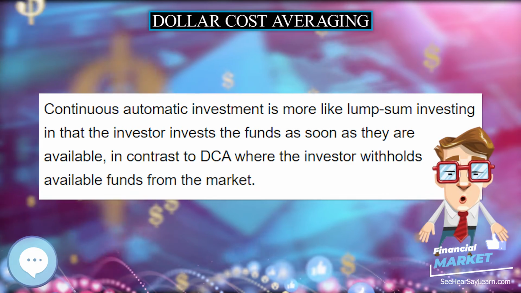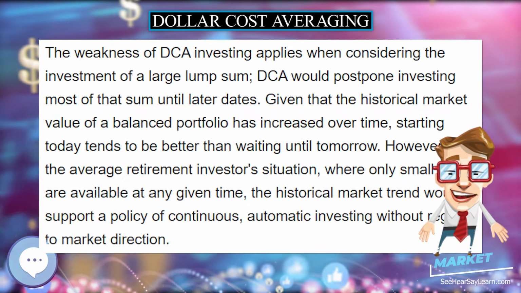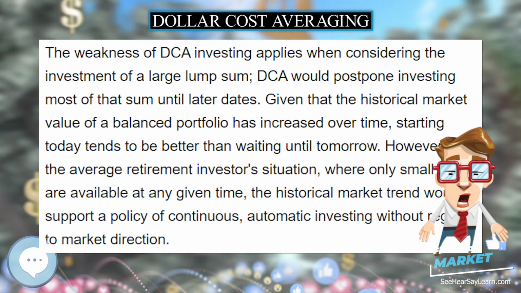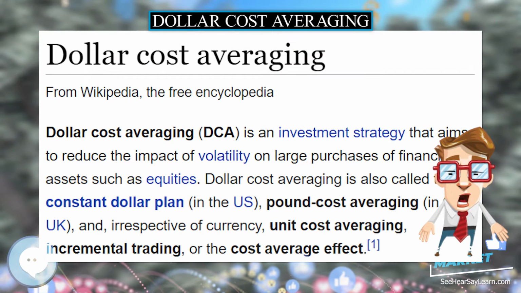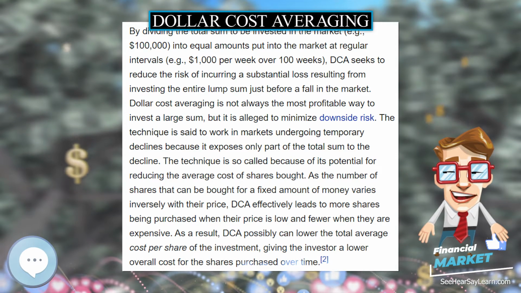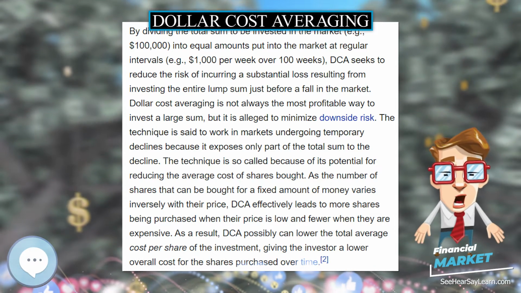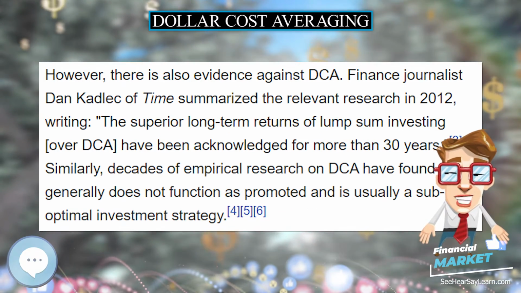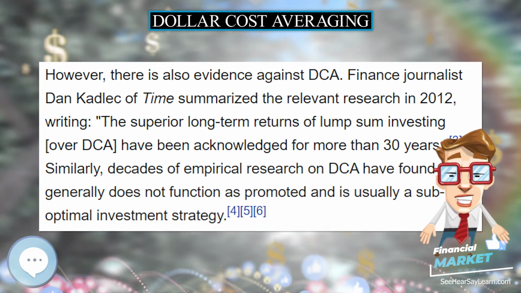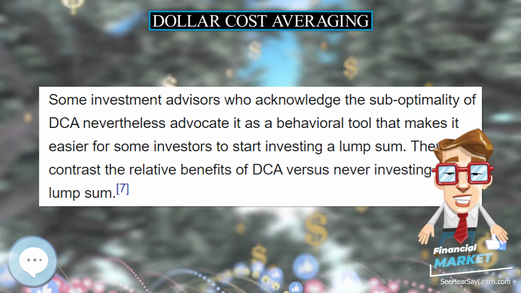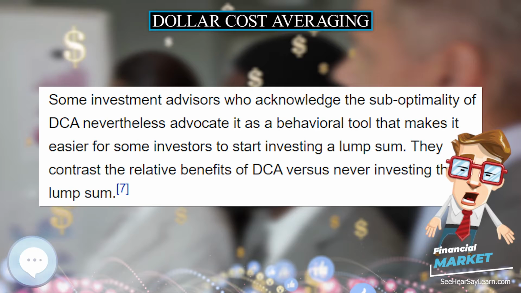The technique is so called because of its potential for reducing the average cost of shares bought. As the number of shares that can be bought for a fixed amount of money varies inversely with their price, DCA effectively leads to more shares being purchased when their price is low and fewer when they are expensive. As a result, DCA possibly can lower the total average cost per share of the investment, giving the investor a lower overall cost for the shares purchased over time.